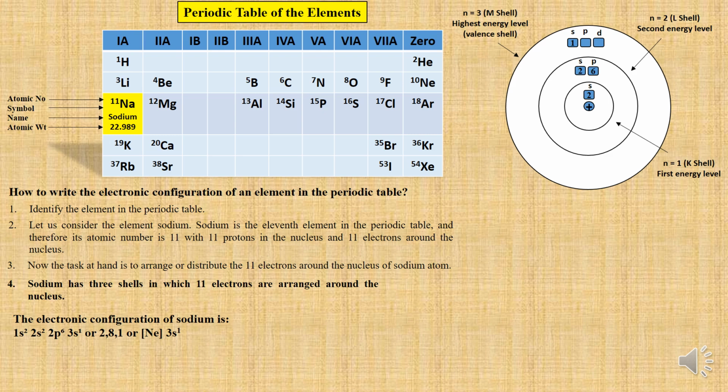Or it can also be mentioned by a shorthand notation, where the symbol of the inert gas neon is mentioned within the square brackets, followed by the valence electron in the s orbital of the third energy level as 3s1.